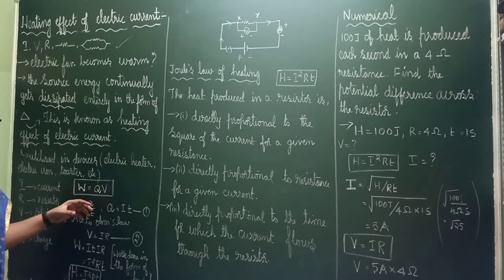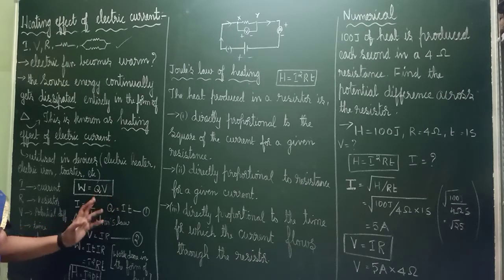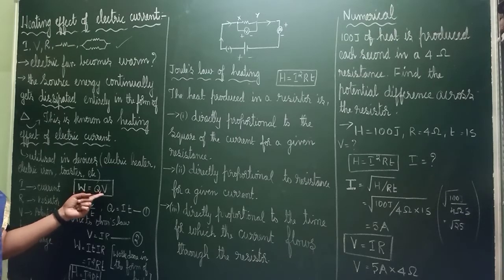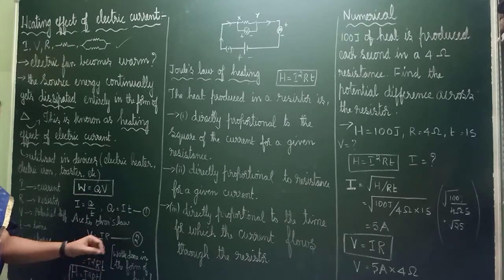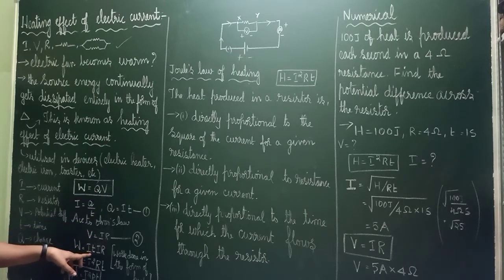W is equal to QV. From that, we are going to find what is Q, what is V. Q is equal to IT. And according to Ohm's law, V is equal to IR. That is the second equation. Keeping these two equations in mind, W is equal to QV. In the place of Q, you can write IT. In the place of V, you can write IR. So two I's are there, so we can write I square RT. The formula is W is equal to I square RT.